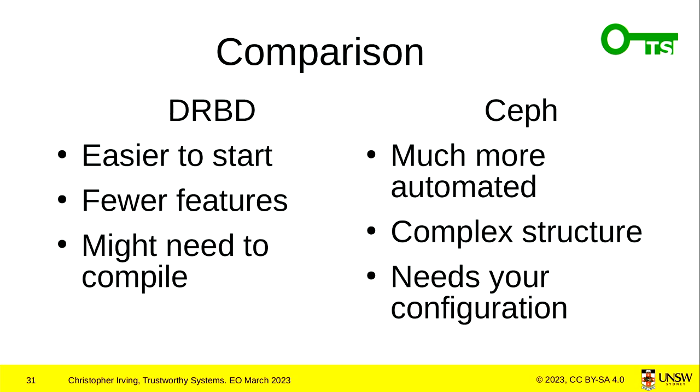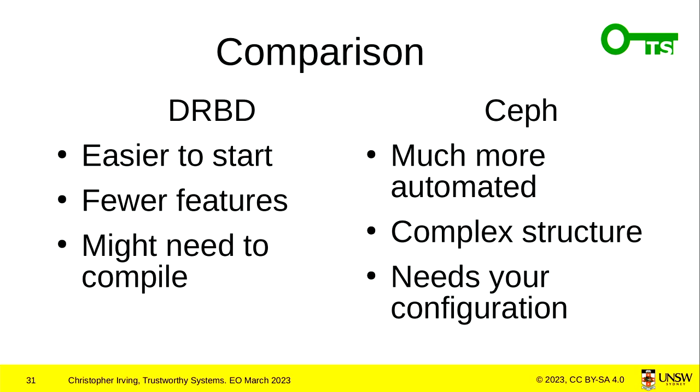So, what do I think of these things in the end? Well, DRBD is definitely simpler to form your mental model of. If you need to spend time understanding how something works before you can start using it, DRBD is going to take you less time to understand what the pieces are and how they fit together. There aren't as many moving parts. It's going to probably be easier to set up from scratch. You may need to compile the kernel module if you want DRBD version 9, but that's the most major snag you're likely to run into.